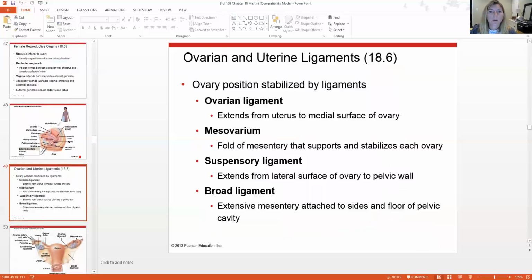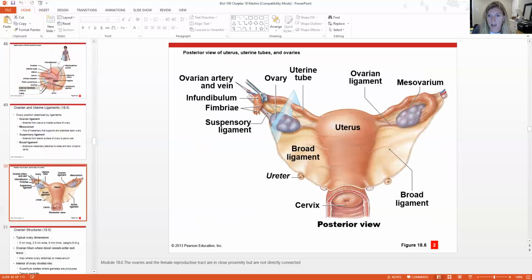So let's talk about ovarian and uterine ligaments. They're basically holding everything in place. The ovarian ligament extends from the uterus to the medial surface of the ovary. There's a mesovarium. This is a mesentery that supports and stabilizes each of our ovaries. The suspensory ligament extends from the lateral surface of the ovary to the pelvic wall. And then the broad ligament is the extensive mesentery that attaches to the sides and floor of the pelvic cavity, kind of creating this bat wing structure. You can see the mesovarium and the suspensory ligament holding our ovary in place.